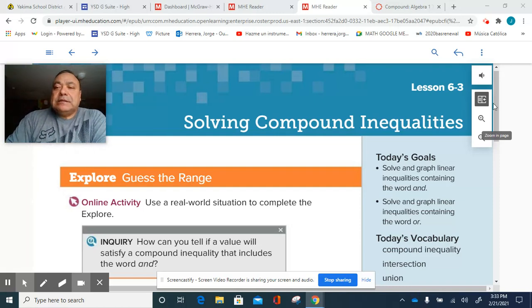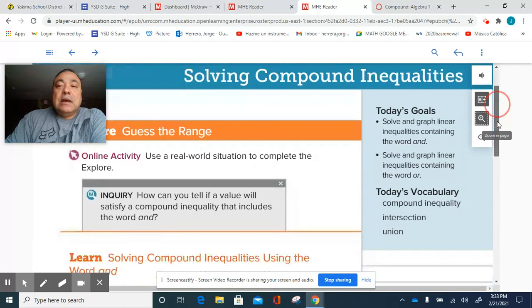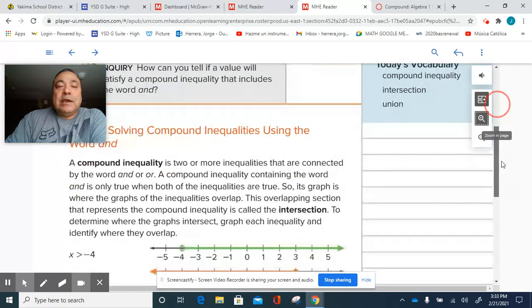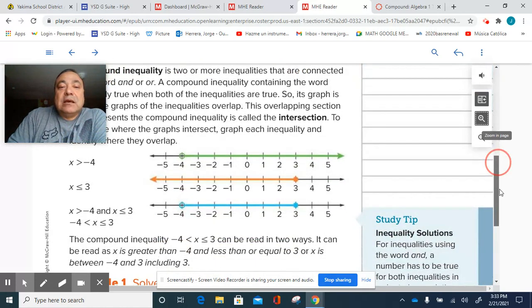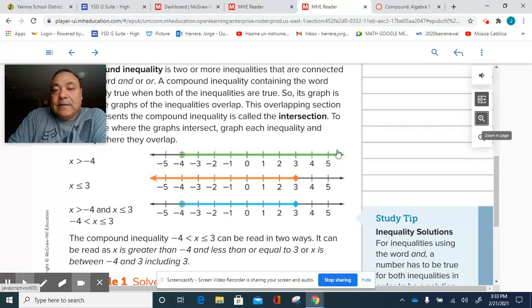So be patient, guys. It's not that hard, but it's not simple either. We're going to apply everything that we know, okay? So a compound inequality is two or more inequalities that are connected by the word "and" or "or," okay? The ones that we know of, if we go one way, that's okay. The other way is less than or equal to. See, notice that the equal sign will always make the circle closed, and not equal to open.